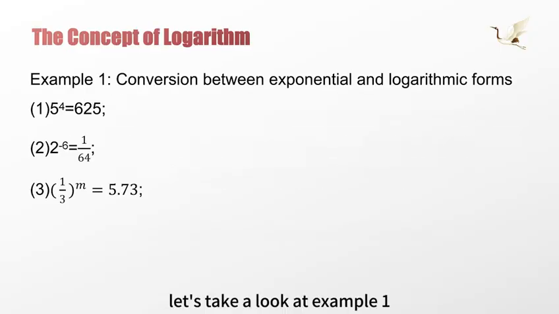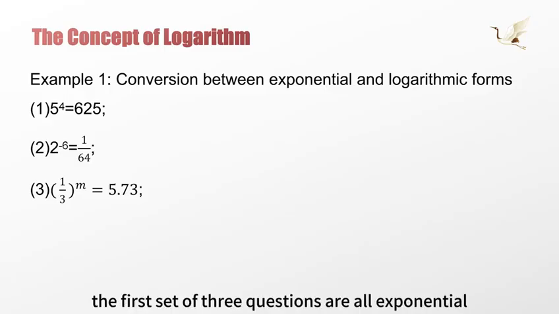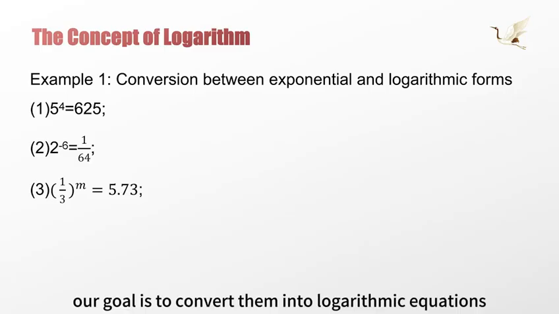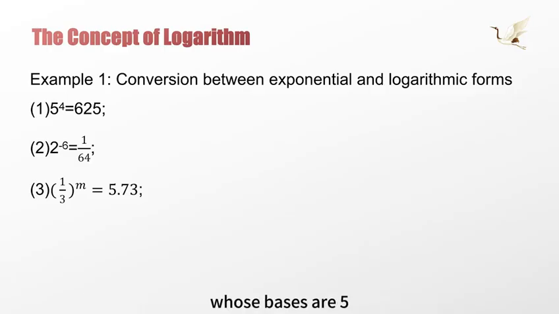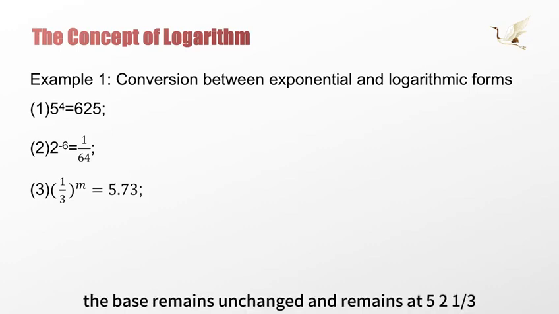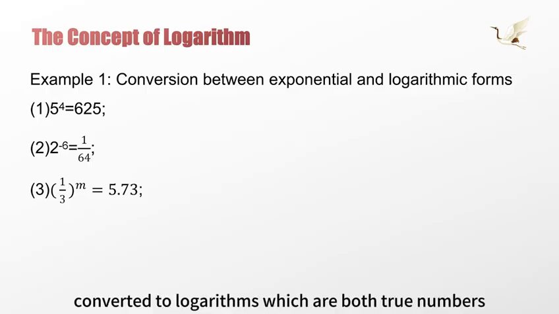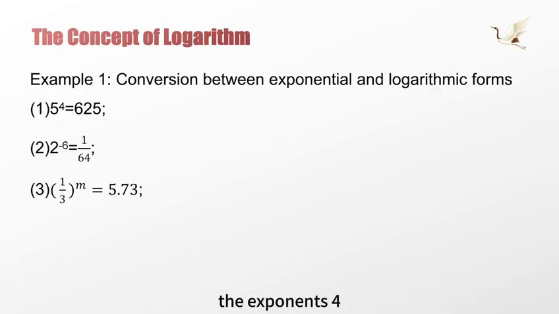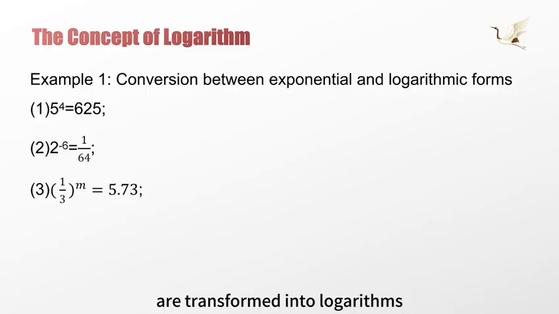Let's take a look at example 1, exponential and logarithmic interconversion. The first set of 3 questions are all exponential, so our goal is to convert them into logarithmic equations. Let's take a look at the 3 exponential equations, whose bases are 5, 2, and 1/3 respectively. When converted to logarithms, the base remains unchanged at 5, 2, and 1/3. Then let's take a look at the powers in the exponential formula, which are 625, 1/64, and 5.73, converted to logarithms, which are all true numbers. The exponents 4, -6, and m in the exponential equation are transformed into logarithms.